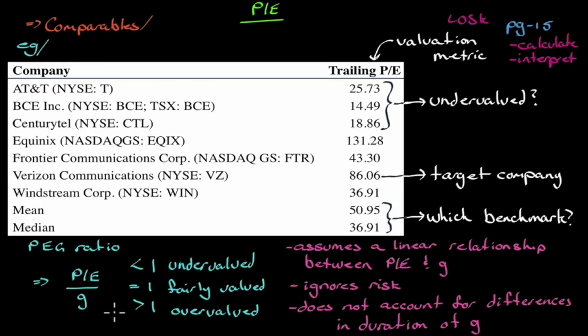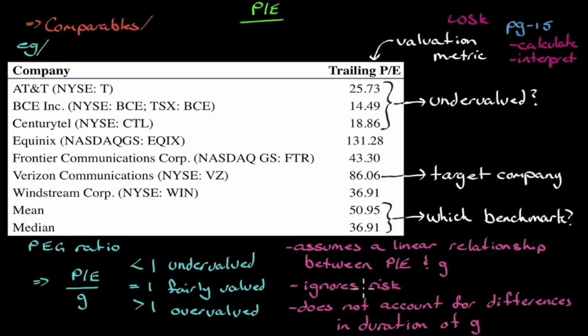Now, much as the PE ratio doesn't account for growth or risk of the company, the PEG ratio has its own problems as well. While we appear to be controlling for growth, it does assume a linear relationship between the PE and growth, which is not really a big deal on its own.